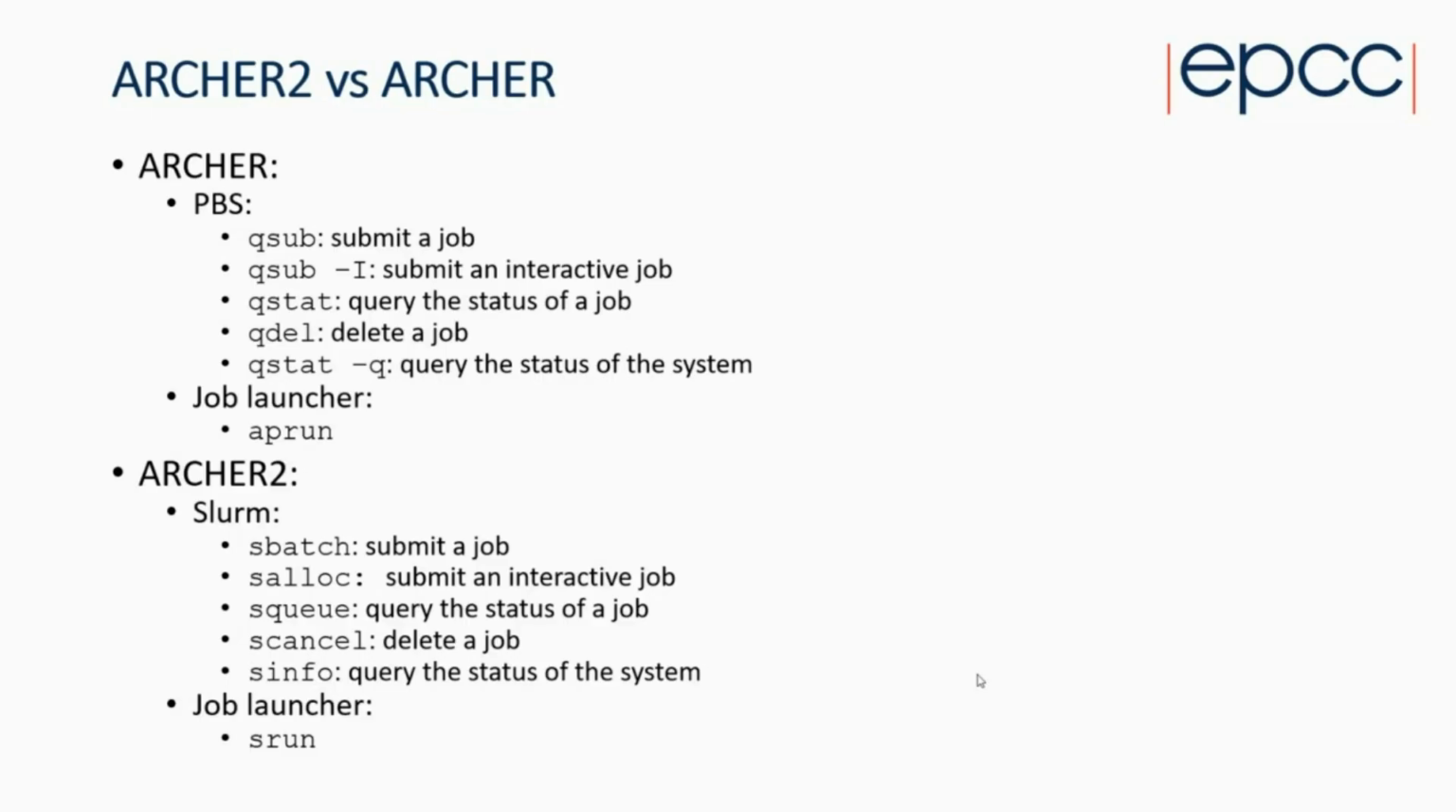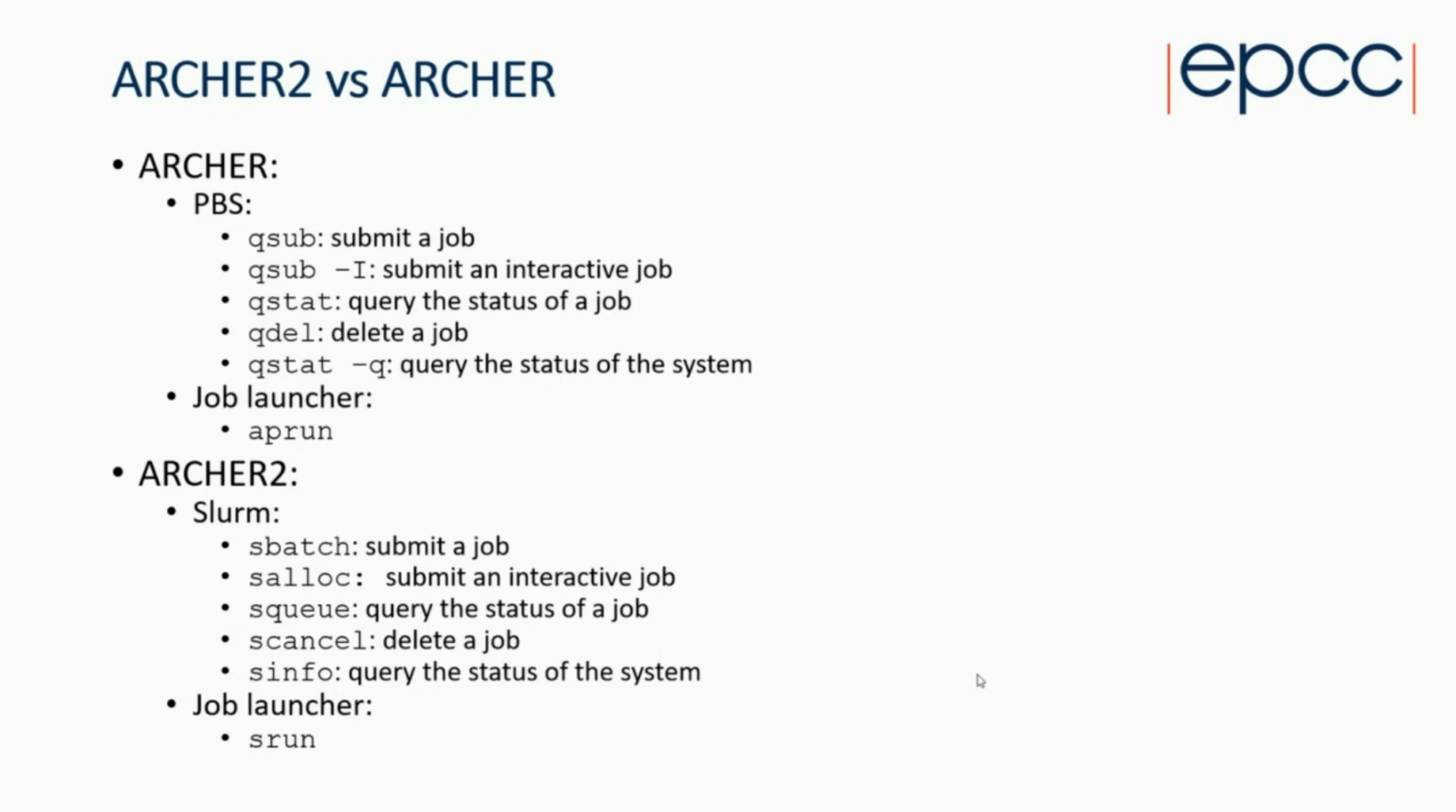And then sinfo will let you query the status of the system, so see what nodes are available, what nodes are free. And again, this is probably of less interest to everyday users of a system like Archer or ARCHER2, because the system generally is pretty full, or will be when it's in production mode, and you just submit your jobs and they run in the future. But sinfo does let you see what's going on in the system.